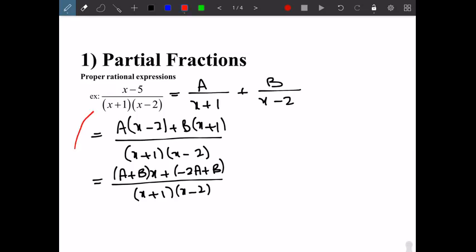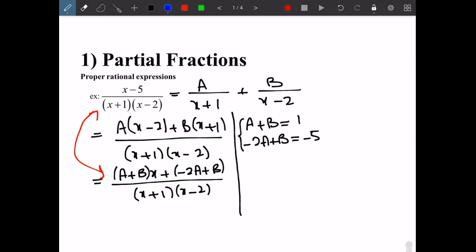Okay, so now these two fractions being equal and having the same denominator, then their numerators must be equal. So their numerators consist of equal polynomials. So the coefficients of similar terms are equal. So over here, a plus b must be equal to 1, and negative 2a plus b must be equal to negative 5, because here we're equating these numerators, so their similar terms have equal coefficients.